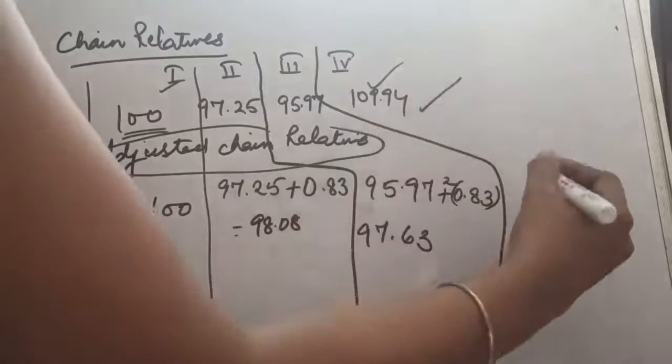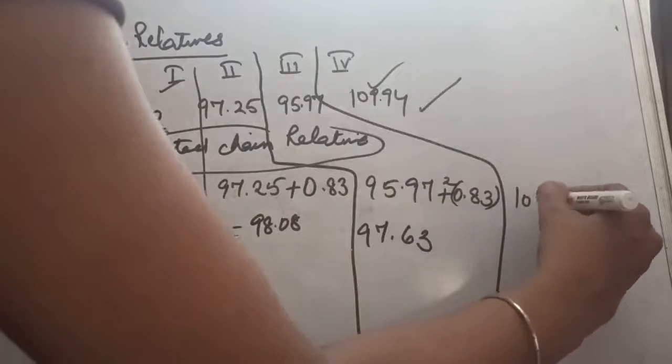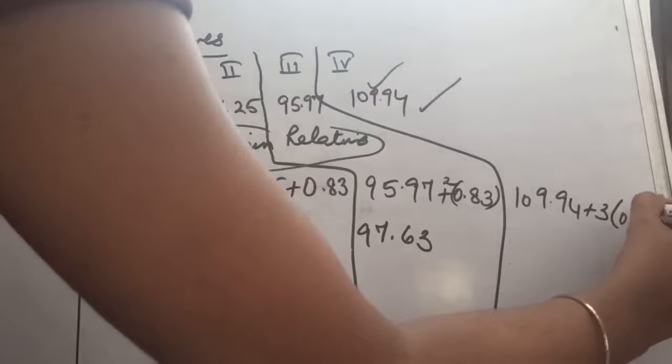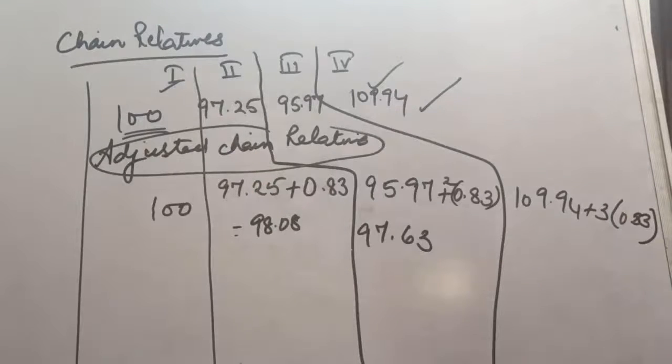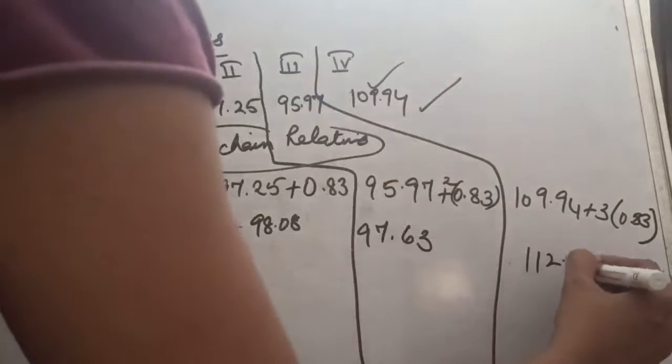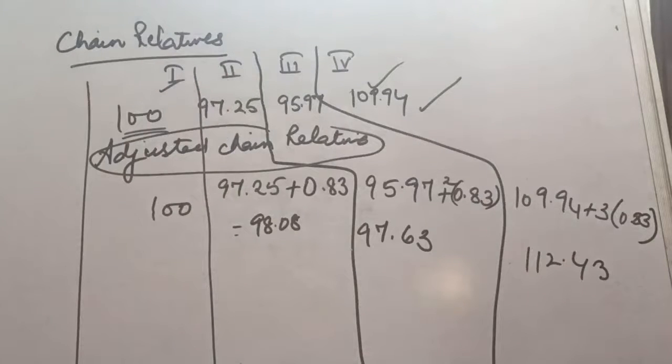If I have to calculate for the fourth quarter, 109.94 plus 3 multiplied by 0.83. It means 0.83 will be added 3 times. So when I calculate it, it will be 112.43. So these are the values of our adjusted chain relative that we had to calculate in the second last step. And finally now we will again be calculating the seasonal indices.